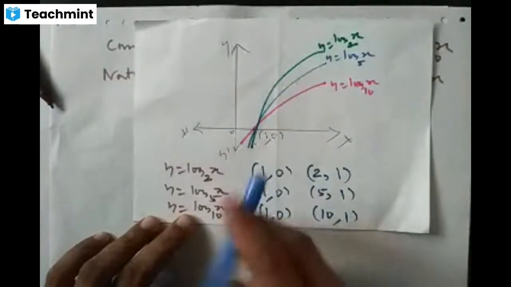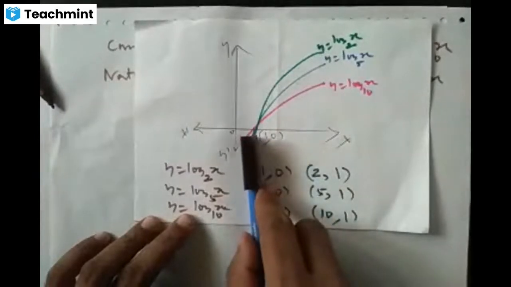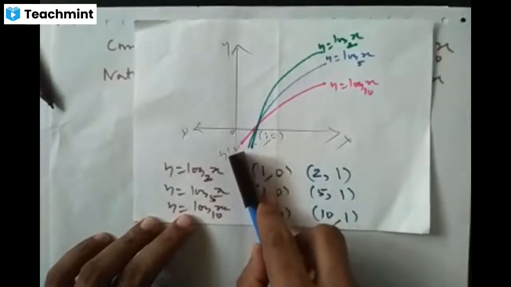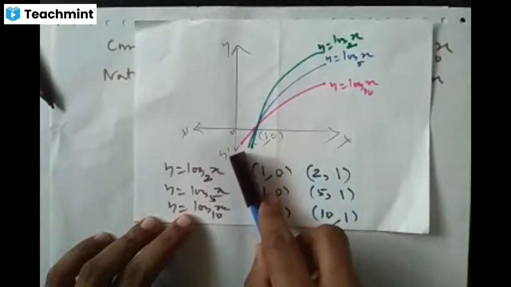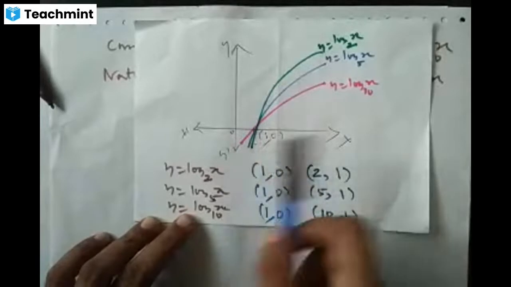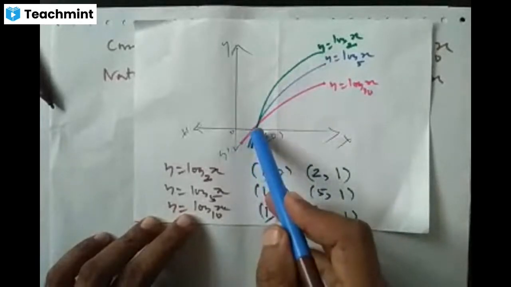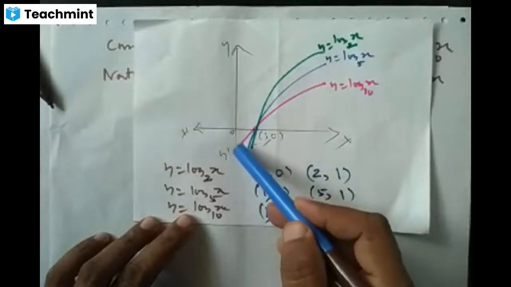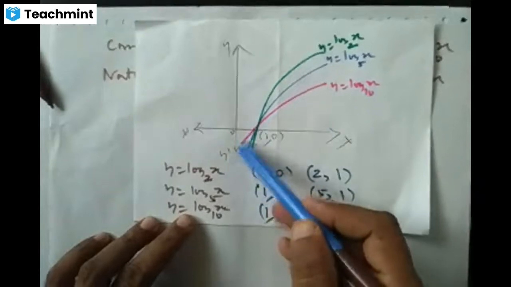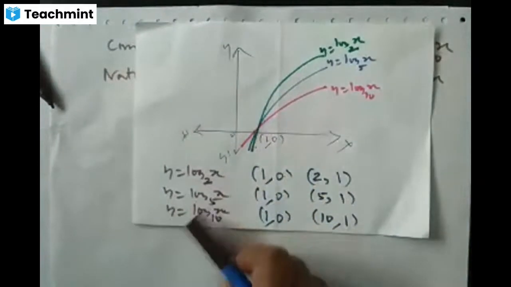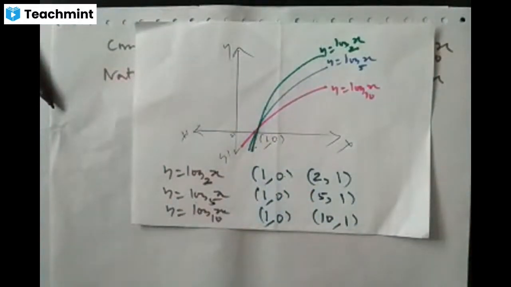Next, when x is very close to 0, the value of log x becomes more and more, or larger and larger, negative value, correct? Or in other words, if you take smaller and smaller values for x very close to 0, the curve of the log function goes closer and closer to the y-axis in the fourth quadrant, correct? So these are the observations we can make out from the graphs of these three logarithmic functions.